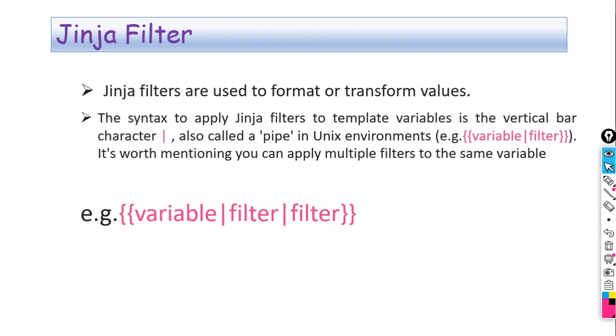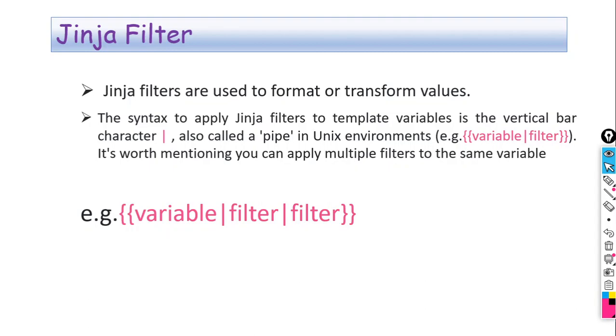So Jinja filter, filtration means what? With the help of filter we can extract the data. So Jinja filters are used to format or transform the values. Means what? If we have some text and we want to transform it into the capital format, you can do this. If we have uppercase letters and we want to transform them to the lowercase format, you can do this. So the filters can apply on text, numerical data and list, dictionary, all the data types that are available in Python.